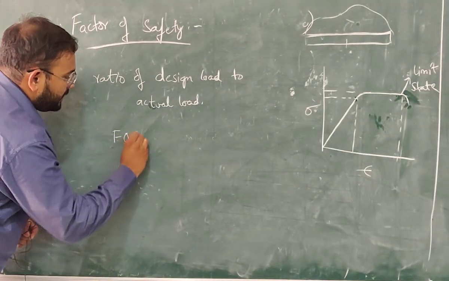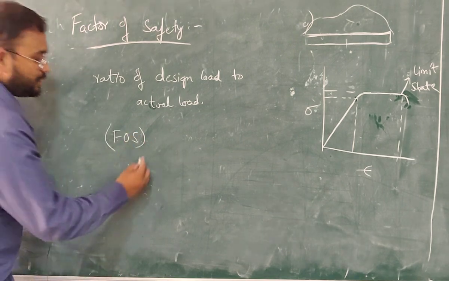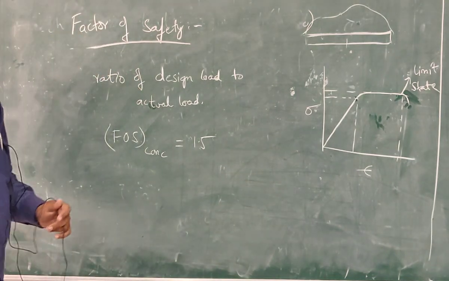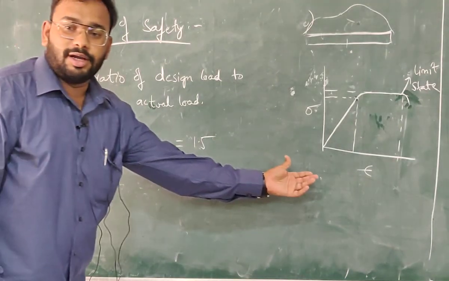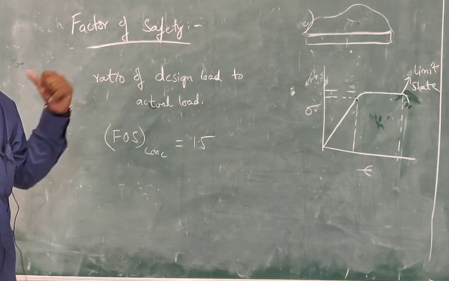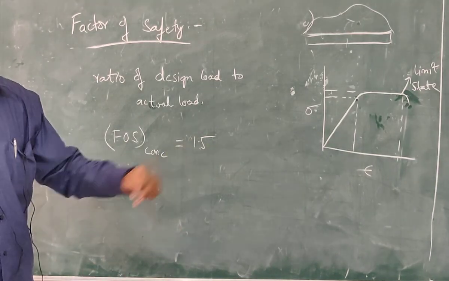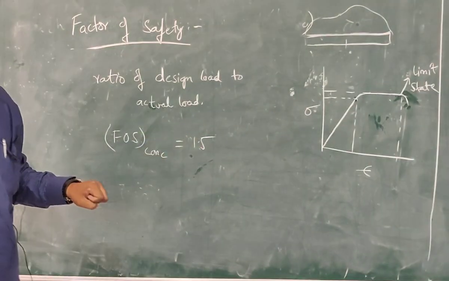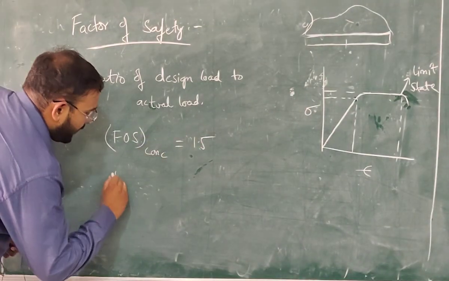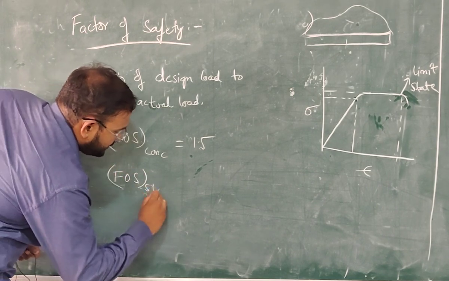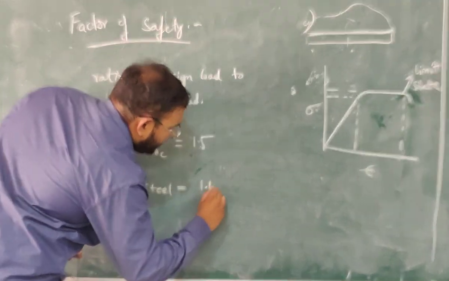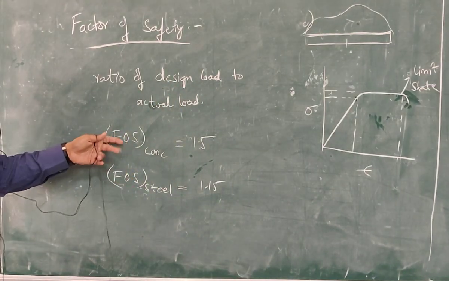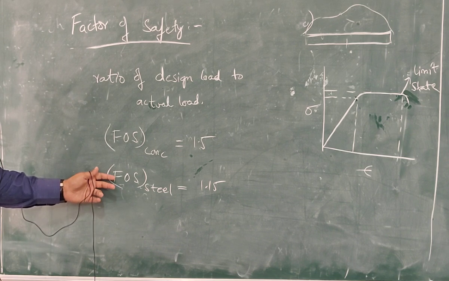Now factor of safety for material is also defined. Factor of safety for concrete is given as 1.5. Whatever strength you have for concrete, you divide that by 1.5 and use it for design. Suppose you are using M20 grade of concrete. Divide by 1.5, what strength you got, that should be used for design. Similarly, factor of safety for steel is given as 1.15. Now which is more, which is less? Concrete is more. For steel, the factor of safety is less.